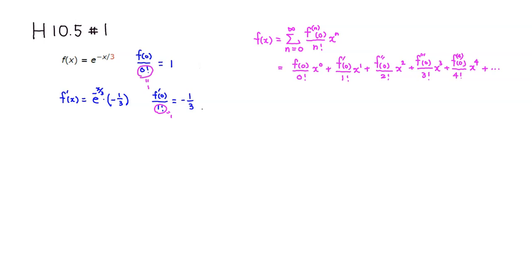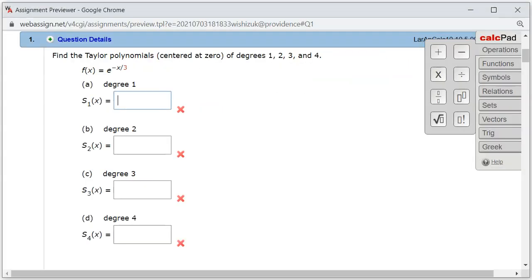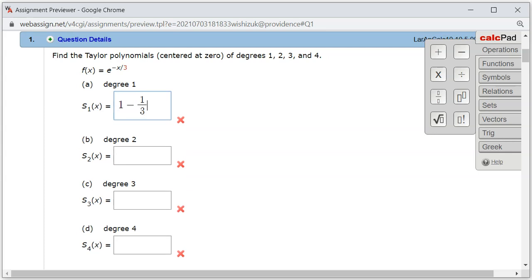From here, we know the S1, the Taylor polynomial of degree 1, S1 of x, is going to be: first term is 1, second term coefficient is negative 1/3, then you have to put x. All right, so let's put that in there: 1 minus 1 over 3x.